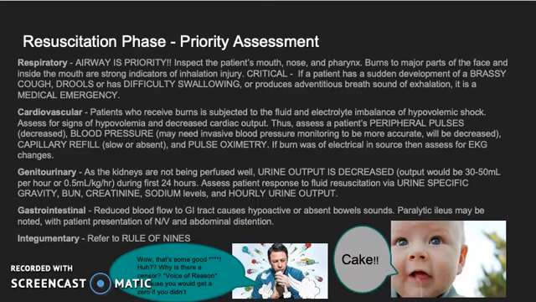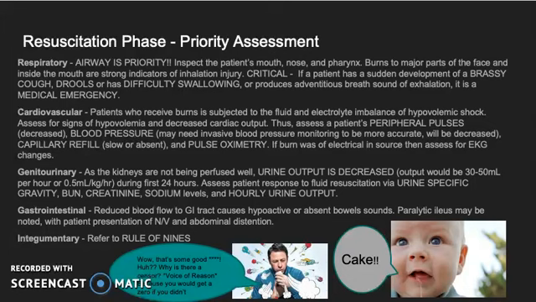For cardiovascular, a patient who receives burns is subjected to fluid and electrolyte imbalance, which is hypovolemic shock. Assess for signs of hypovolemia and decreased cardiac output. Thus, assess a patient's peripheral pulses, blood pressure, capillary refill, and pulse oximetry. If the burn was electrical in source, then assess for EKG changes.